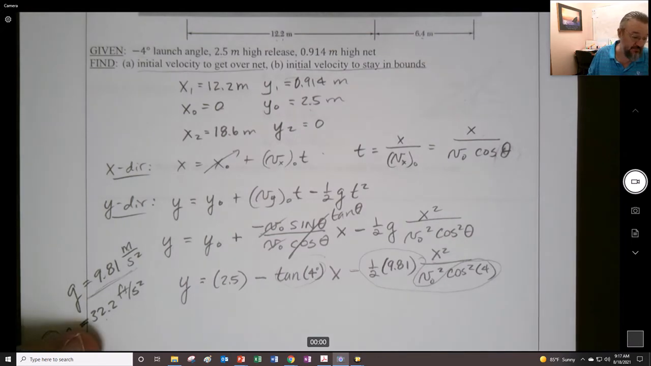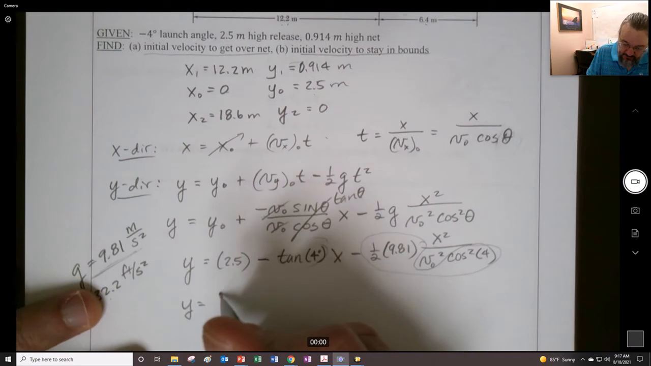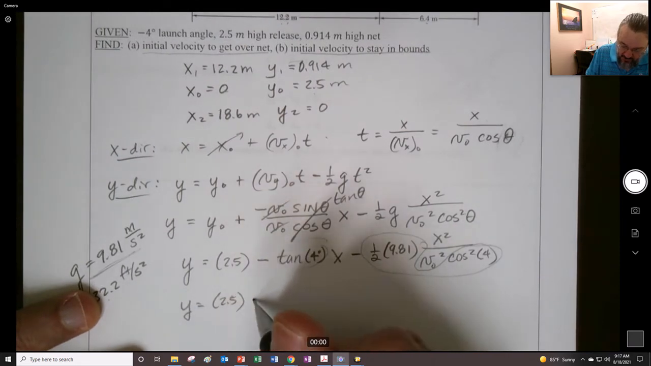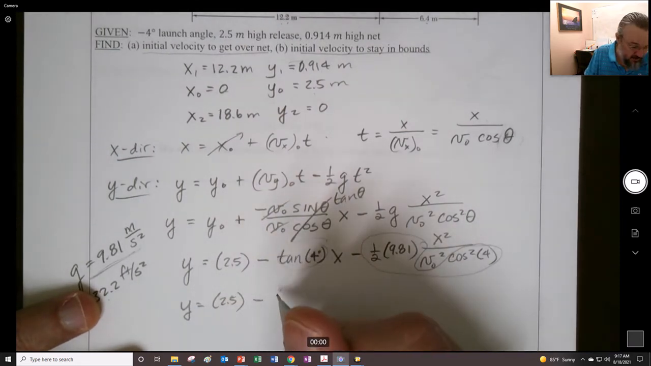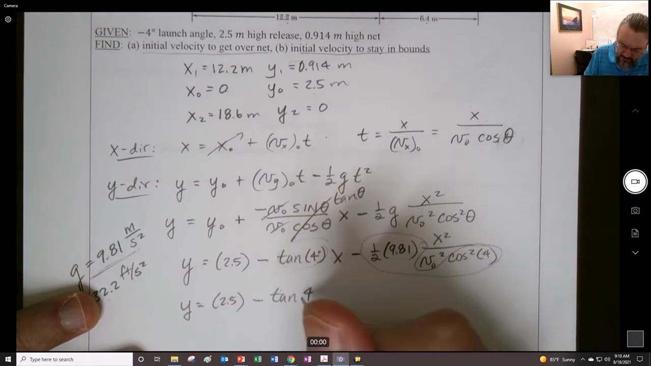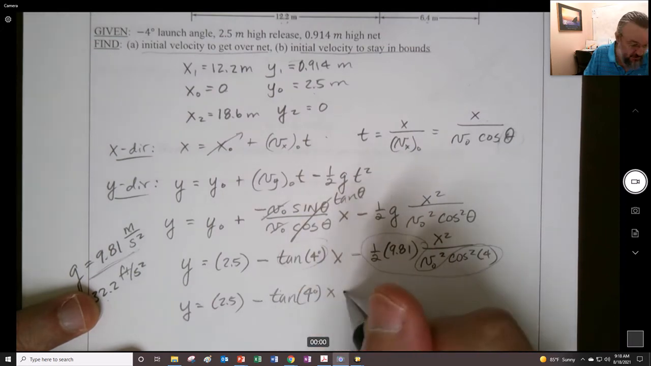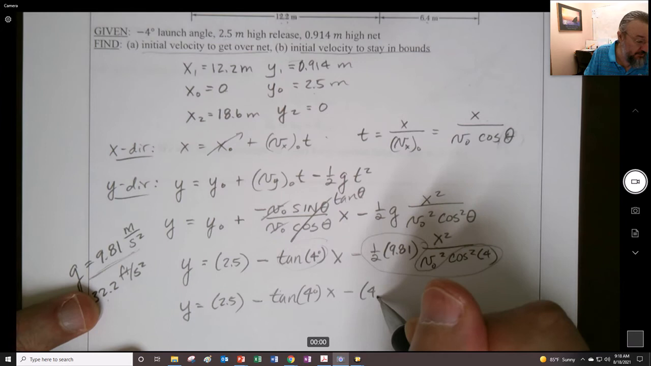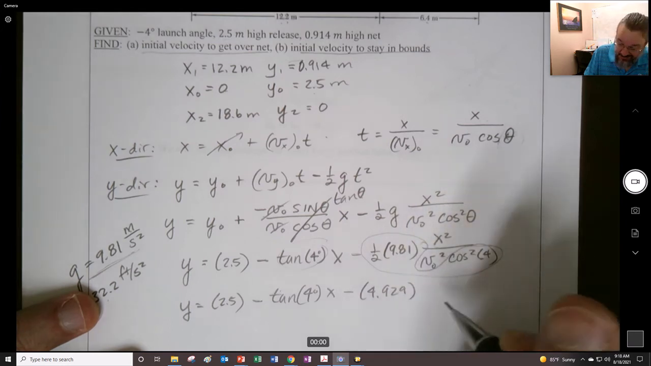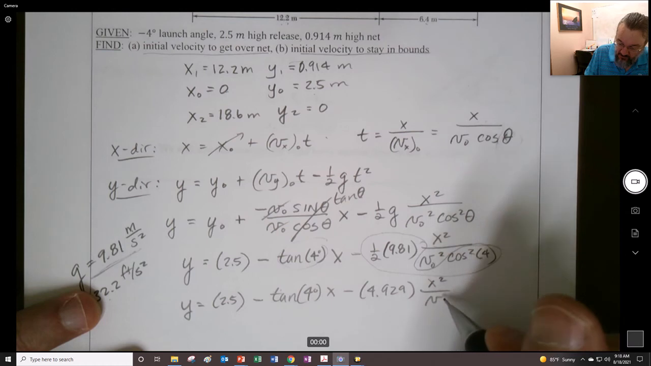Okay, so here is rewriting the equation out again, but now with some values. For whatever reason, I kept the tangent of 4 as a thing. I guess I just didn't want to write it out. I guess it might be a small decimal place or something. I don't know. x minus 4.929 is what that turns out to be, x squared over v naught squared, right?